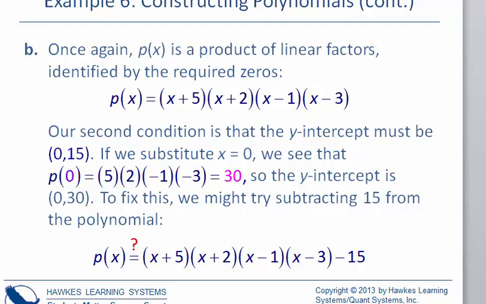So let's look at what they do. Here's what we have so far. And we've already shown that if we substitute an x in for 0, then we get a 30, and we were supposed to get a 15. And so one idea is to try to subtract the 15 from the polynomial, because you know that this part's equal to 30, so subtract 15 and you would get 15, which is what you wanted. But the problem with that is if you do that, then you change all of your zeros into something else. So we don't want to approach it that way.